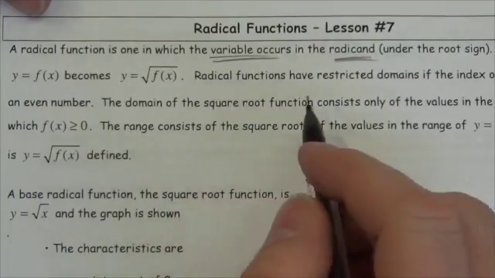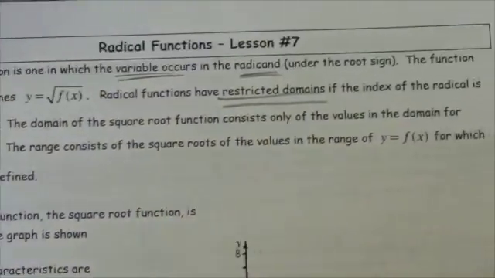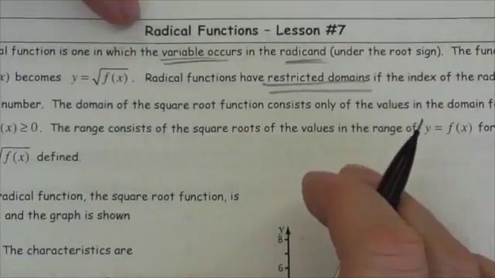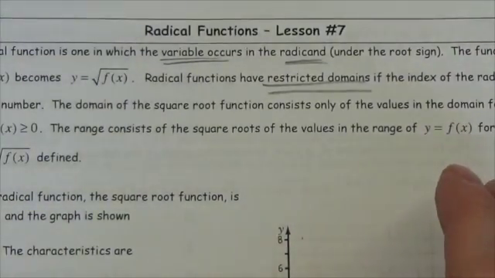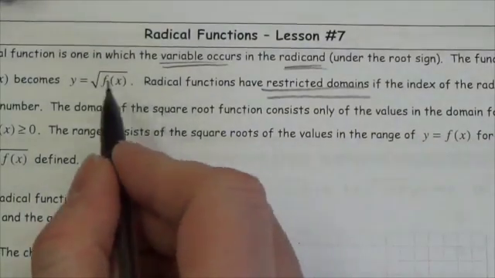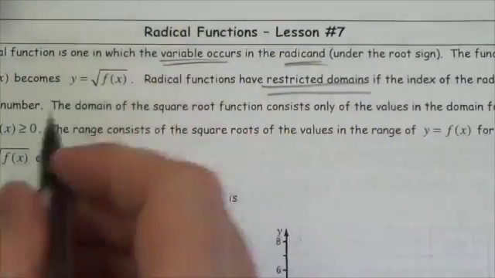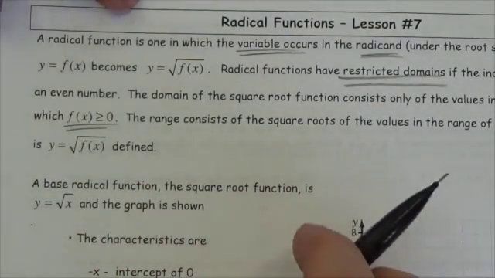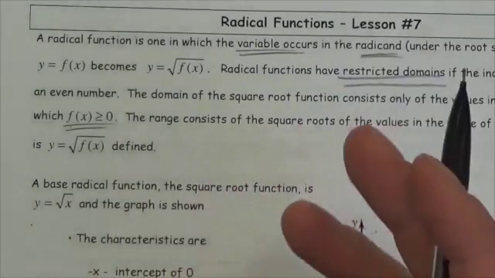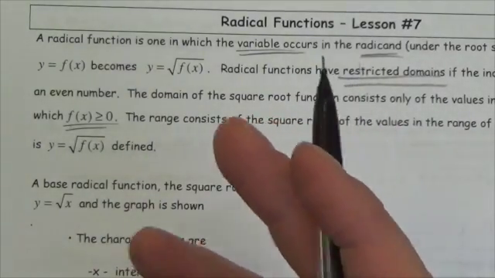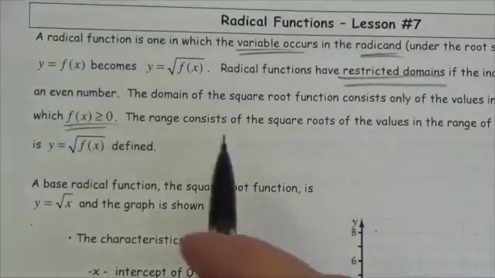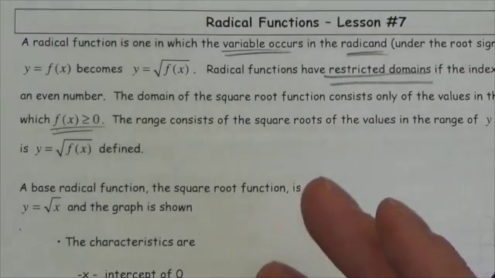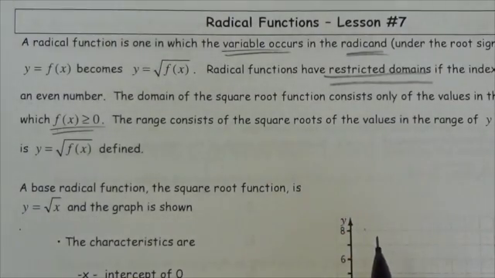Now, a radical function is going to have a restricted domain if the root index is even. In other words, if you're taking a square root or a fourth root or sixth root and so on, then you're going to have a restricted domain. As stated here, the f of x has to be positive. What you put under that radical symbol has to be positive. The range is going to be all of the square roots, or nth roots, of those numbers.